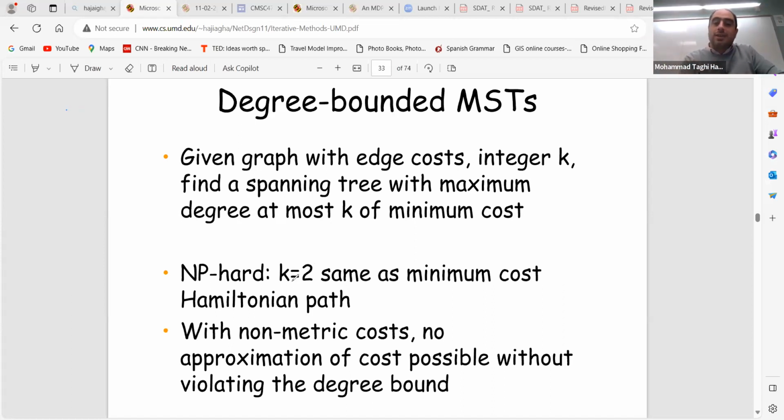So note that for k equal to 2, this problem is the Hamiltonian path. If you say that the degree is at most 2, then you want to find the Hamiltonian path in the graph. And this Hamiltonian path I mentioned previously, and this is actually NP hard. So if you don't want to relax, there is no approximation for this problem. You need to relax it. What is the relaxation? I'm saying that if there is a solution that has at most k, I can find a solution that has at most k plus 1.